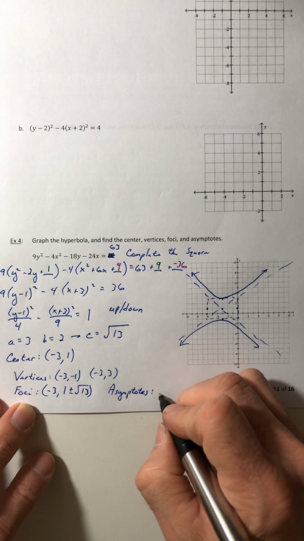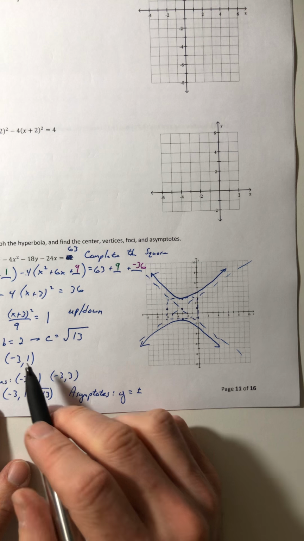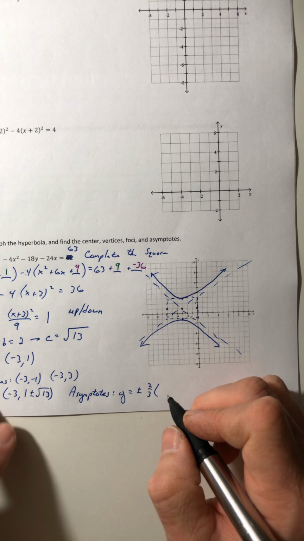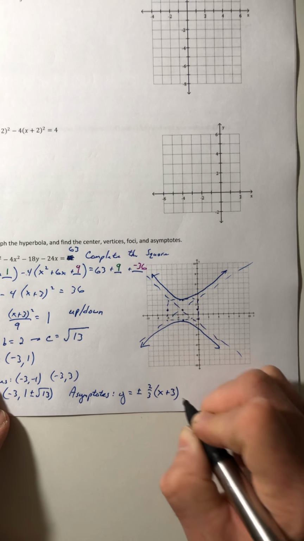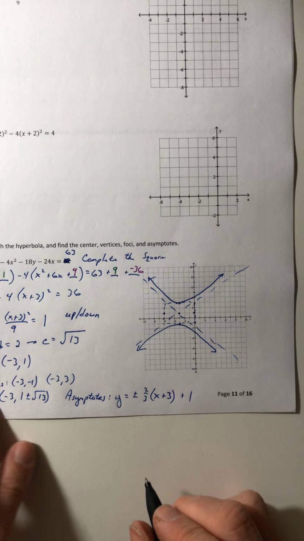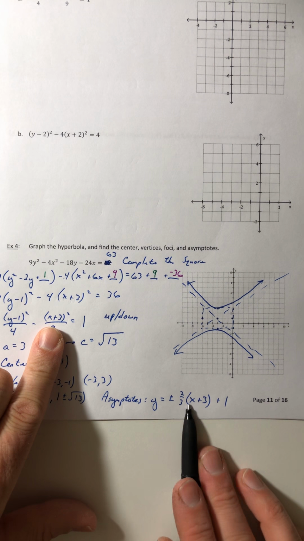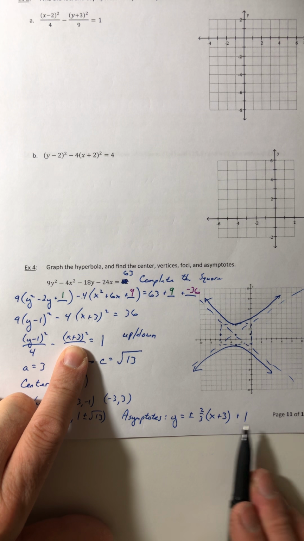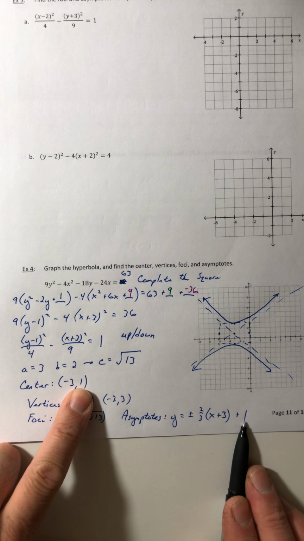And then for the asymptotes, y is going to equal plus or minus the b over a, so 2/3, times the quantity of x plus 3, and then plus 1. So for the asymptotes, the quantity with x's should always match from the equation to the asymptote, and then the number off on its own is going to match the y value of the center.